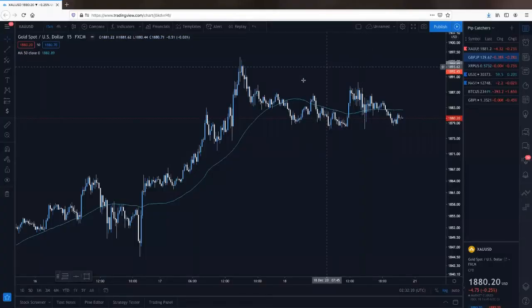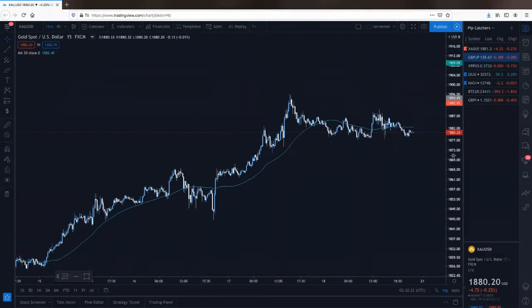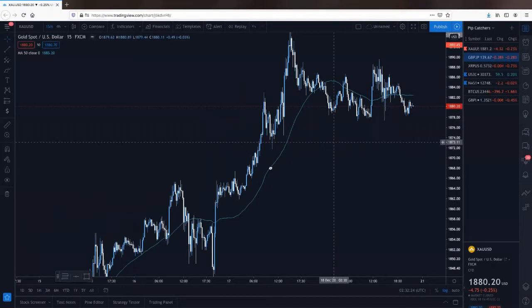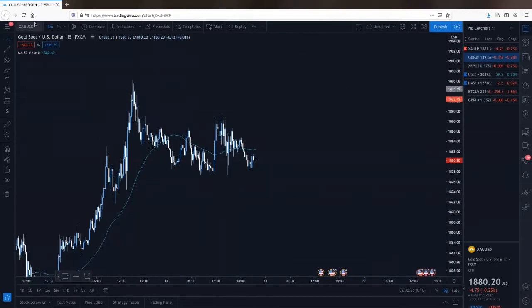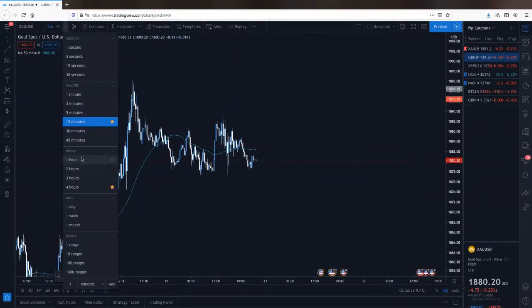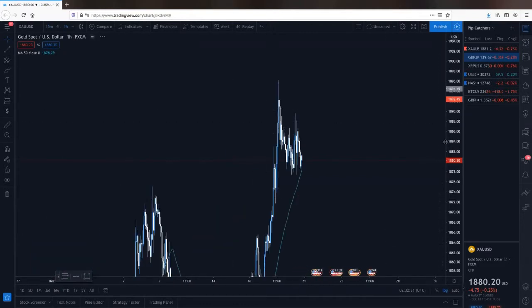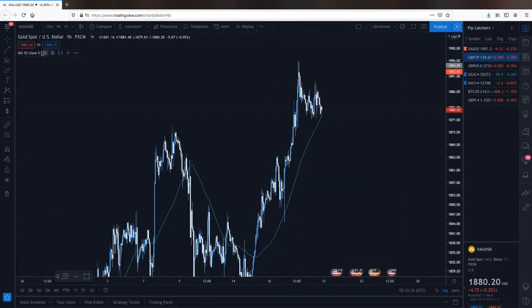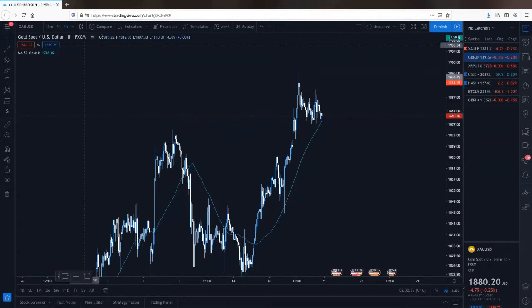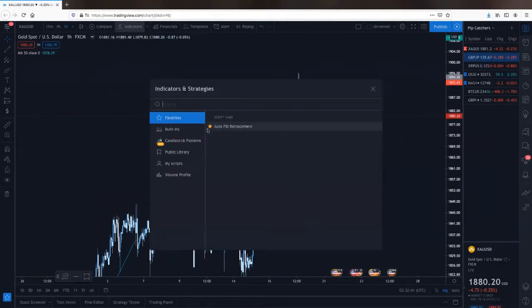All right, so now we're starting the live trading session. Right now we're looking at XAUUSD. If anybody wants to know the moving averages that I use, I usually use the 50 and the 8. Let me actually add that.